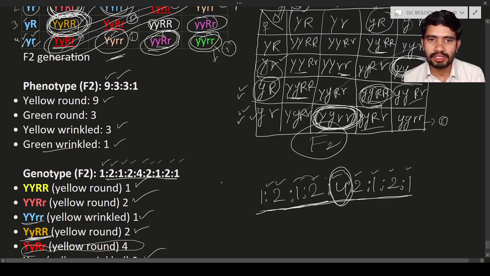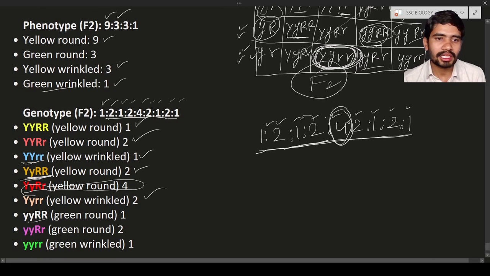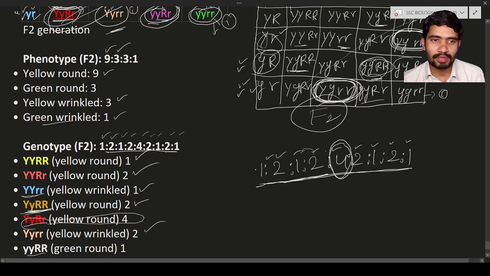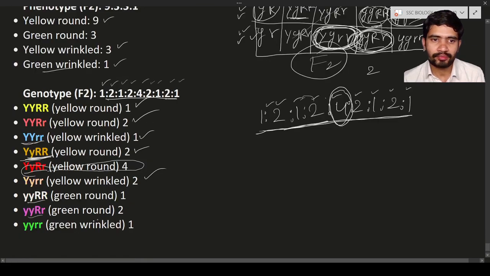So only one individual. So next, come to the other green round, that is capital Y, small y, capital R, small r. So here will be small y, capital R, small r. So this is one, and opposite to each other, this is one. Okay, opposite to this one. So how many are there? 2. Okay, so right here 2.